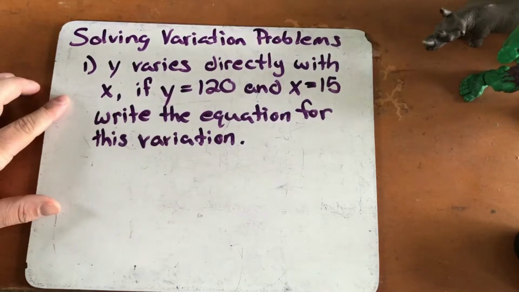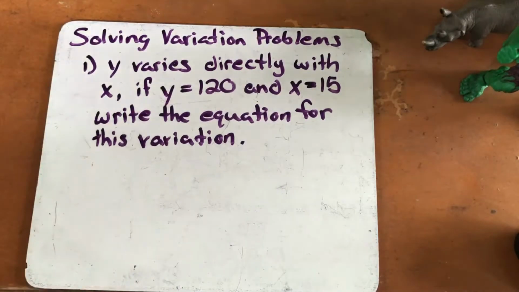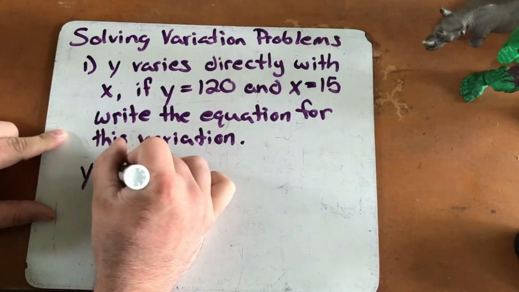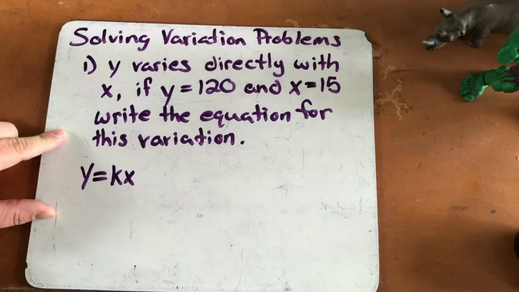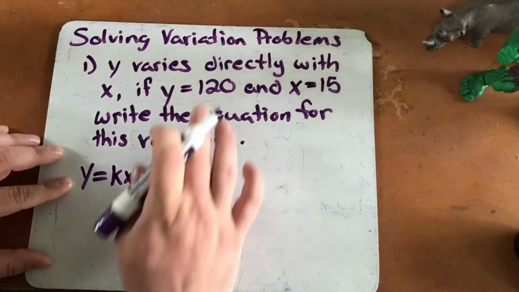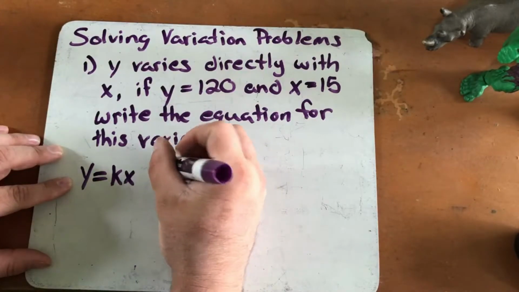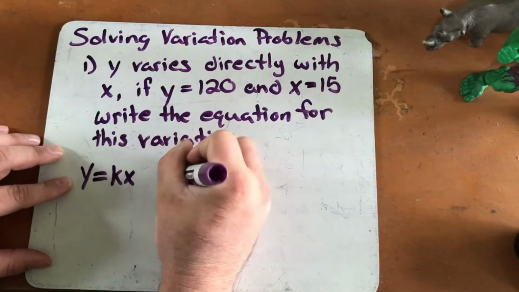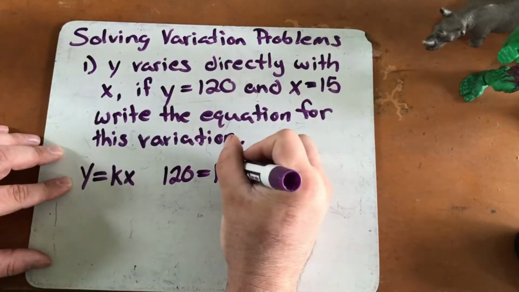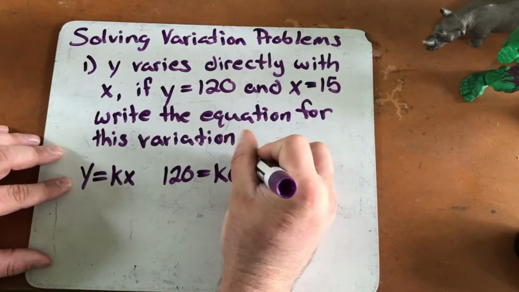So for the first one, we're told that y varies directly with x. So we already know that y varies directly with x. But then we're told if y equals 120 and x equals 15, write the equation for this variation. So I'm told that y equals 120, so I'm going to plug in 120 for y, y equals k, and then x is 15. So this is k times 15.